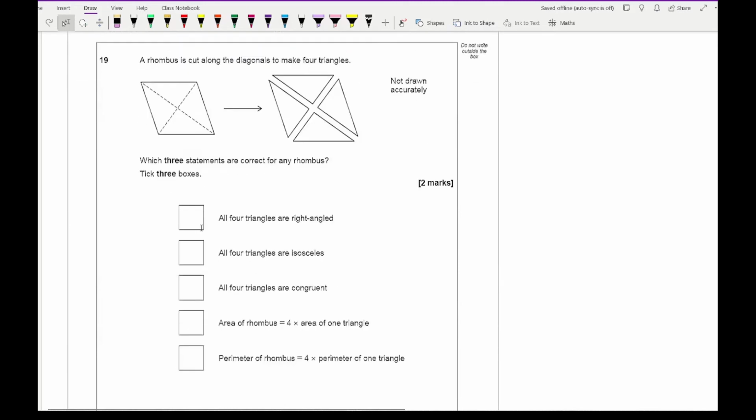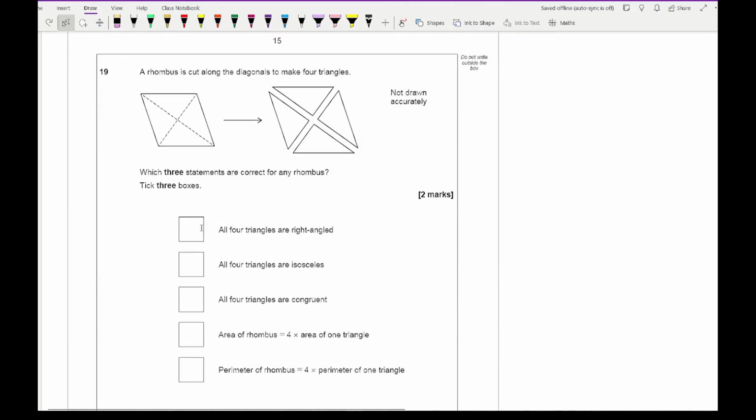In terms of question 19, it says that a rhombus is cut along the diagonals to make 4 triangles. Which 3 statements are correct? So the first one is that all 4 triangles are right angled. Well, that's going to be true because all the interior angles are 360, and if they're all the same size, then that is going to be true.